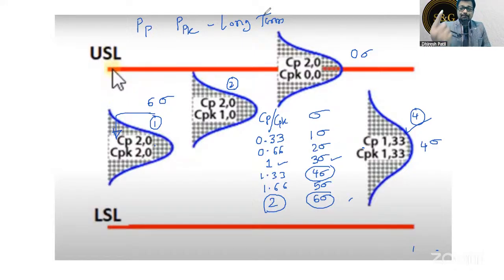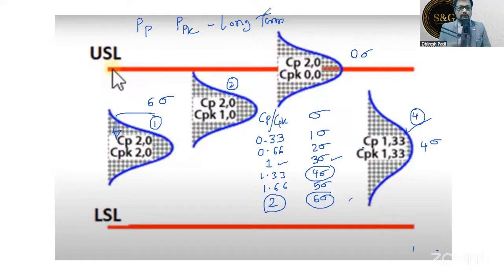See, Pp-Ppk is a long-term process capability. Customer is interested in your long-term process capability because short-term is what? 1 hour, 1 shift, 1 day. That is a short-term process capability. But over a longer duration of time, how your process is behaving, that is where the customer is more interested. So Pp-Ppk is long-term, Cp-Cpk the short-term. इतना सिर्फ ध्यान में रखिए.